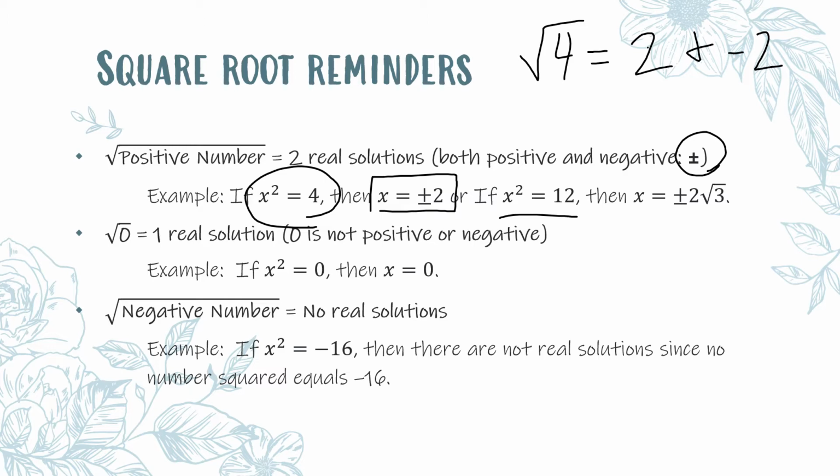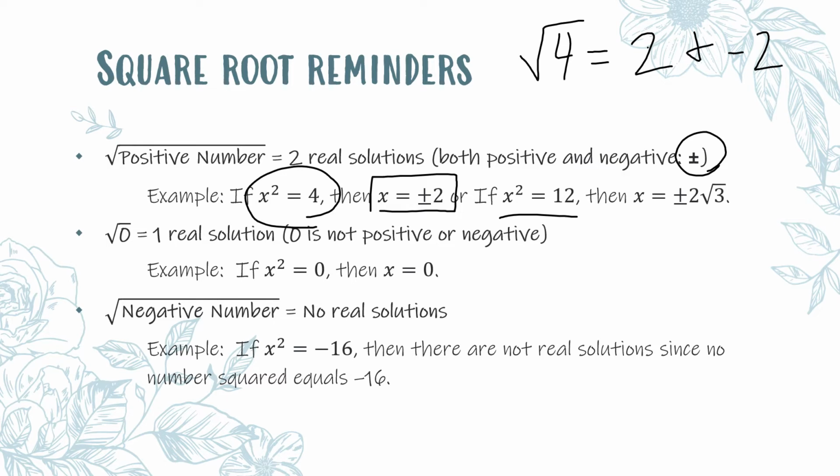The square root of 0 is just 0. So I'm only going to get one solution if I'm ever taking the square root of 0. You don't need to put a plus minus in front because 0 is not positive or negative.